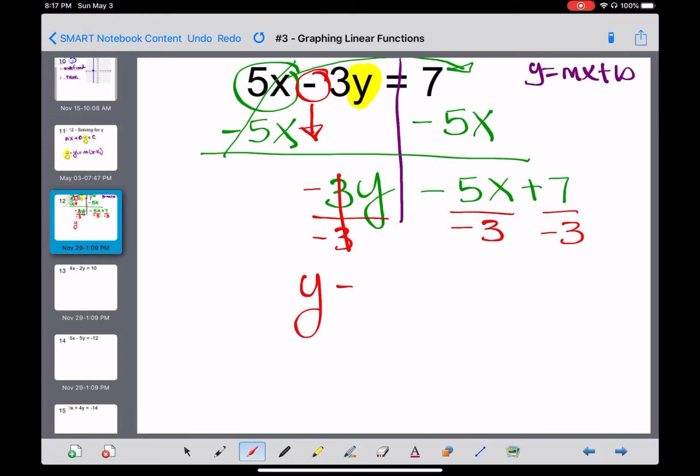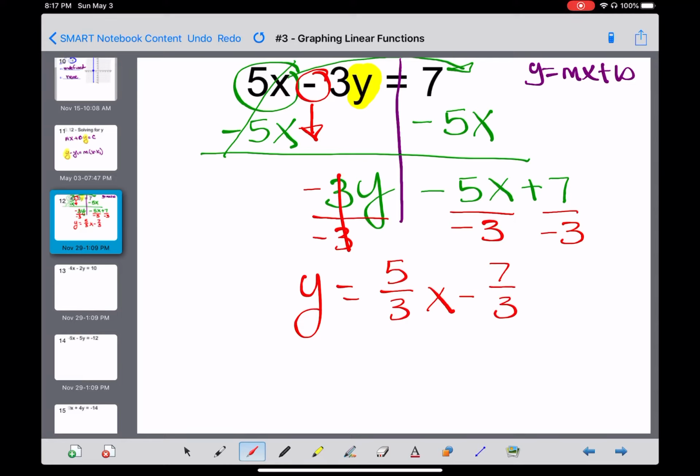So it's y equals, well, negative divided by a negative is a positive. And I don't have a calculator, but I know for a fact that I have 5/3x. 7 divided by -3 is just going to stay as -7/3.